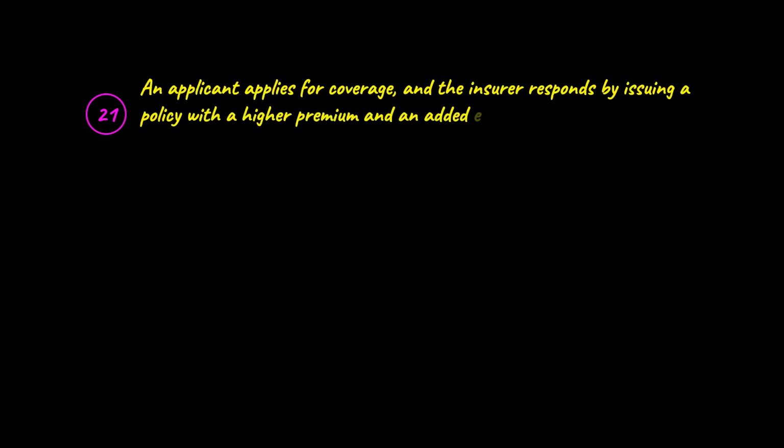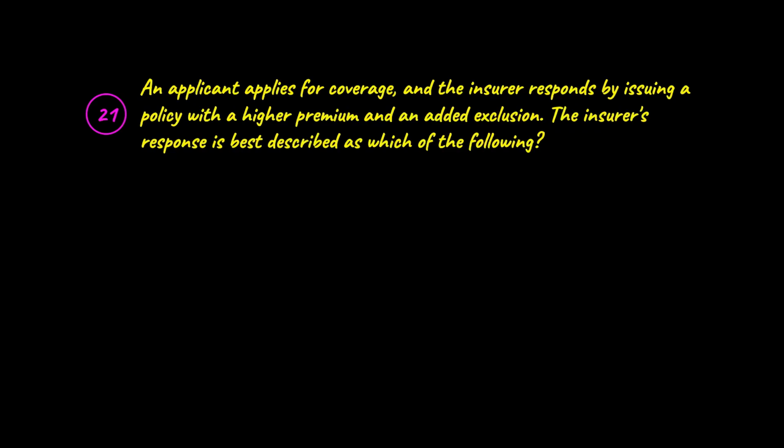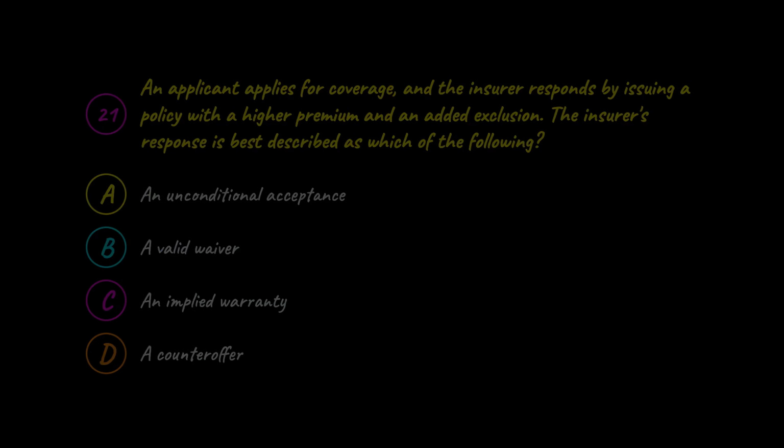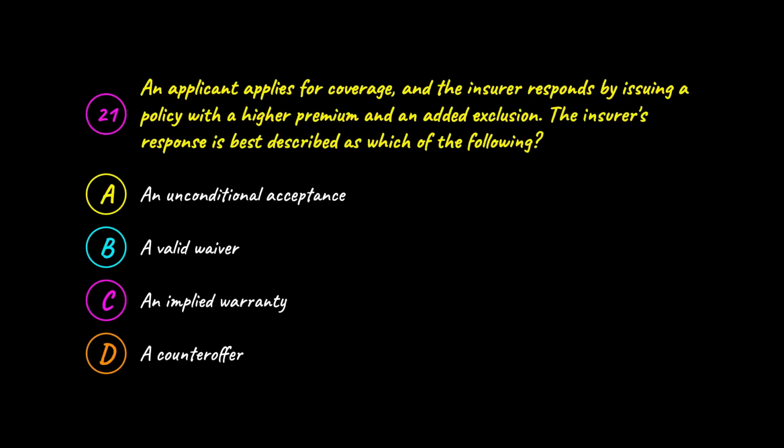Question 21. An applicant applies for coverage and the insurer responds by issuing a policy with a higher premium and an added exclusion. The insurer's response is best described as which of the following? Your options are A. An unconditional acceptance, B. A valid waiver, C. An implied warranty, D. A counteroffer. Pick one. Trust your gut. Here's your chance to test yourself.